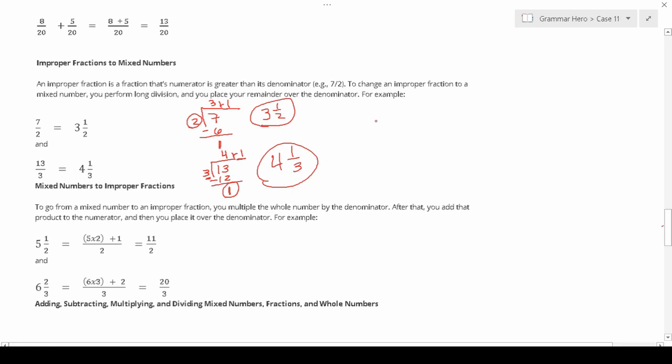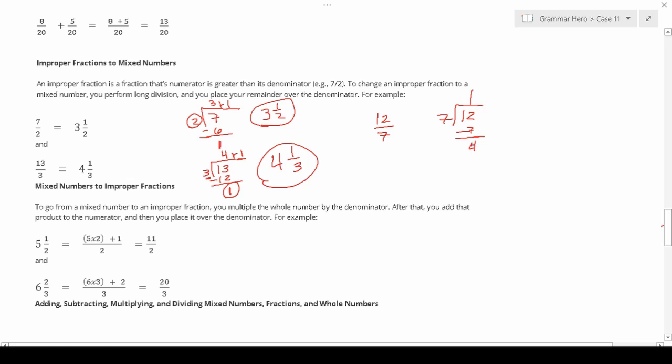Okay, so let's do 12 over 7. Again, numerator is bigger than the denominator, so we know we're working with an improper fraction. I read this as 12 divided by 7. How many times does 7 go into 12 without going over? 7 times 2 is 14, which is greater than 12, so we're just going to use 1. 12 minus 7 is 5.